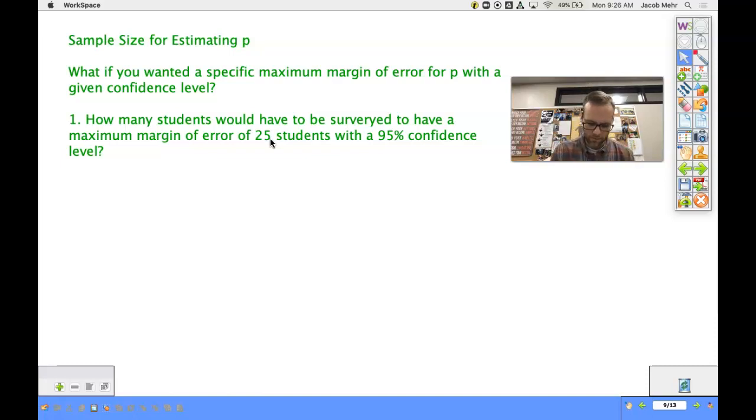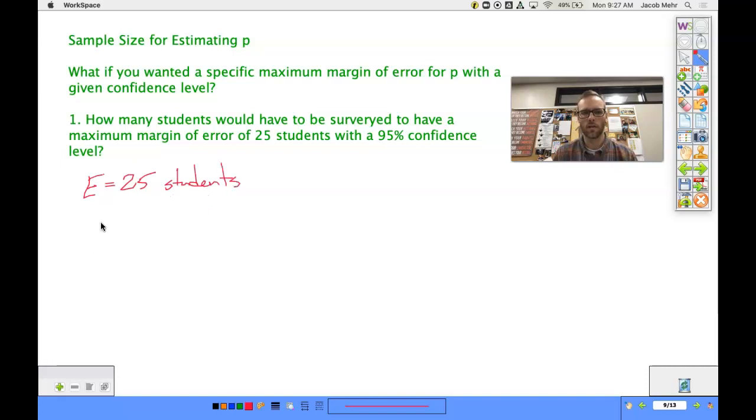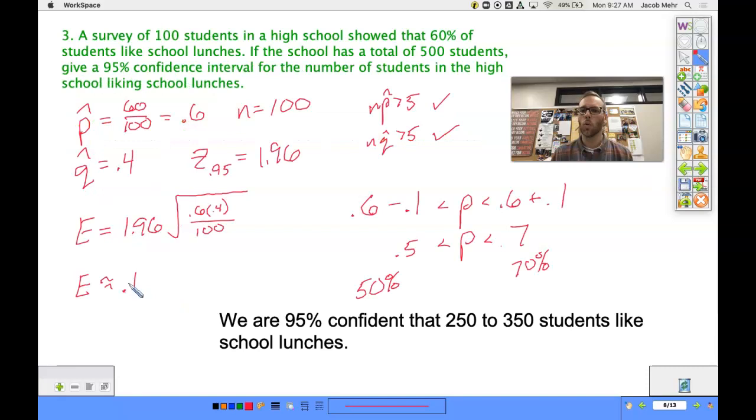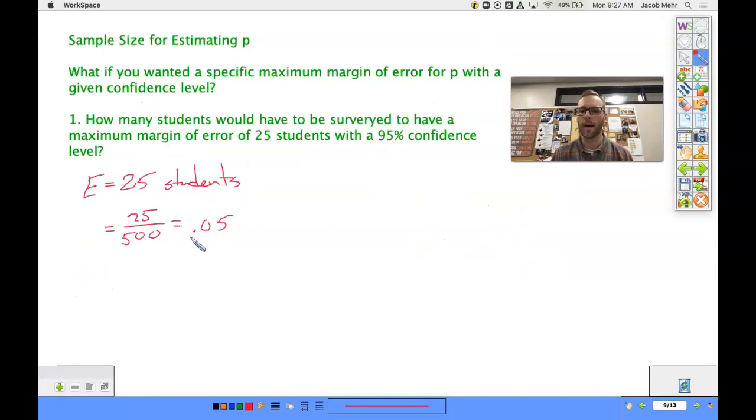So how do we do that? Well, we want our error to be 25 students. What is that as a percent? That's 25 out of 500. So if I take 25 divided by 500, I get 0.05, or 5%. Our error in this last one was 0.1, or 10%. Now we want our error to be 5%.